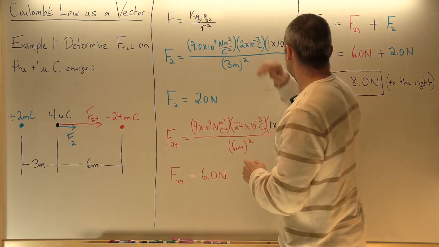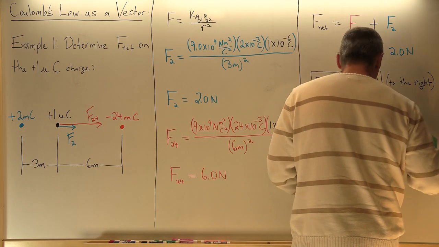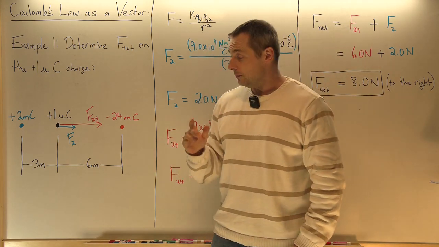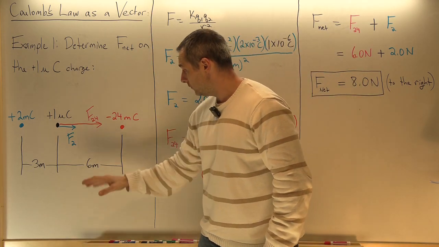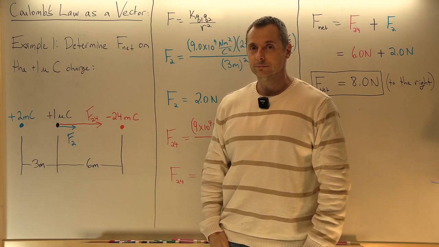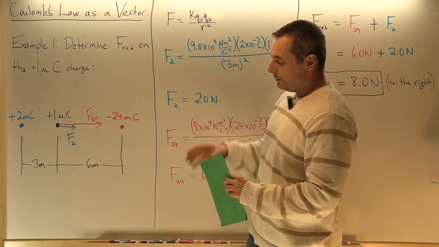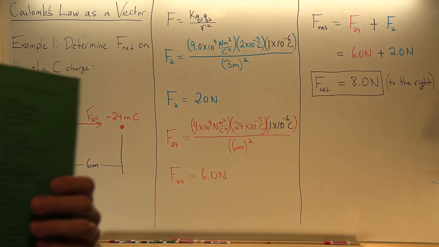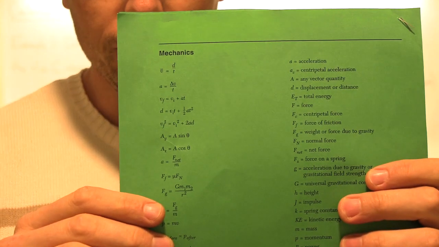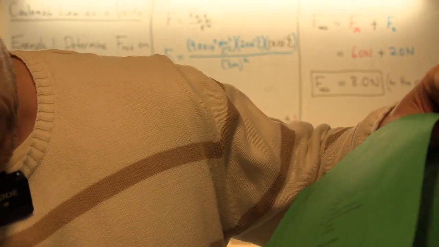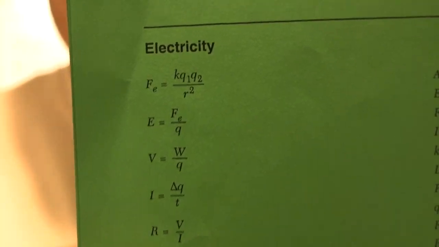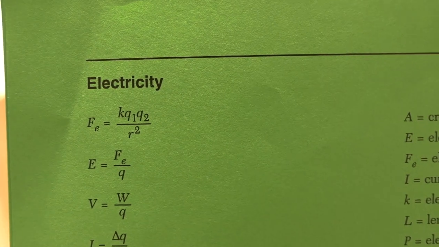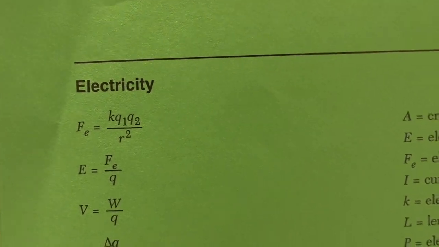So I begin with Coulomb's law. Oh, by the way, before I move on, I forgot, let's create a pause to allow you to copy this down. All right, so this formula, again, you do not have to memorize it. It is no longer on the back. We have moved on from the mechanics section. It is on page 4 of the reference table in the electricity section. You see right at the top there is Fe equals kQ1Q2 over r squared.